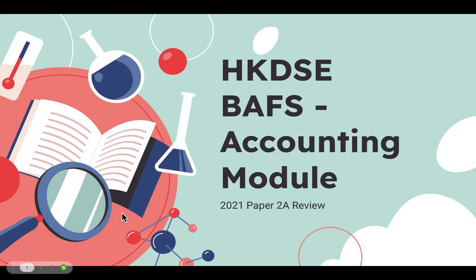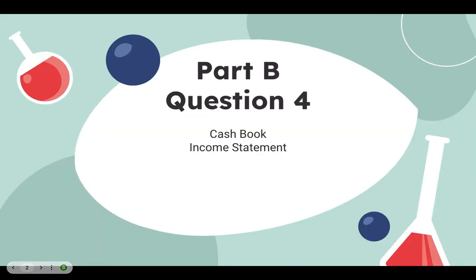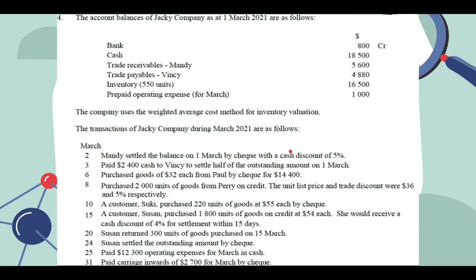BAFS accounting module 2021 paper 2A question 4 here. It covers cash book and income statements. So first of all, we take a look at the question, what kind of hints they gave us, and then we'll talk about the daily transactions one by one with the double entry as well.